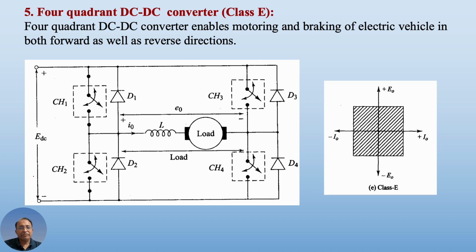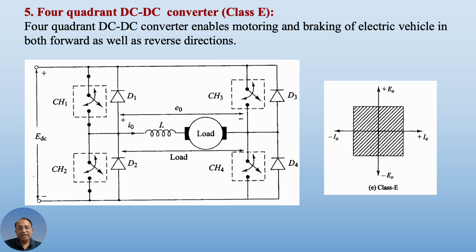Kindly recollect that we have studied the 2-quadrant chopper, wherein there were 2 switches, CH1 and CH2, and a combination of 2 diodes along with the motor and the inductor. This particular part you can observe is one class C chopper, and on the other side is another class C chopper with 2 switches and 2 diodes along with the motor and inductor. So 2 class C choppers connected back to back in such a manner give the class E type of chopper with 4-quadrant operation. Let us understand how the operation is possible.